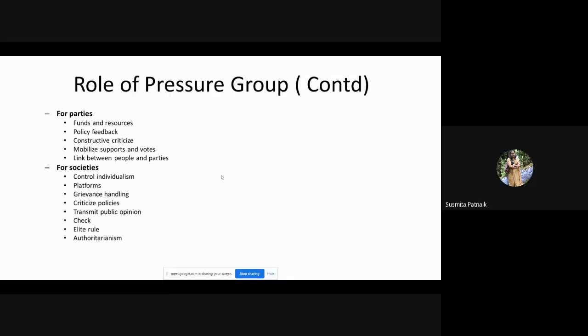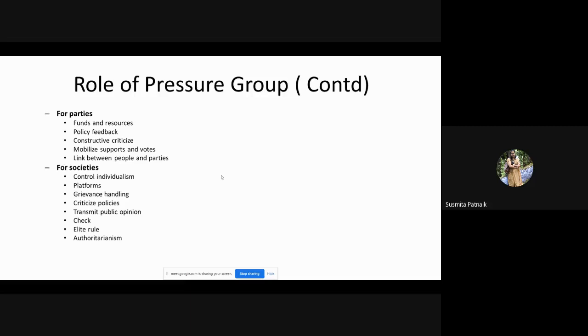Once the pressure group's interest is satisfied, then through the lobby or through anything else, it gives funds and resources to the ruling parties. Then policies feedback. It gives the party good feedback or negative feedback. If its interest is satisfied, then it gives positive feedback. If its interest is not satisfied, then it gives negative feedback.